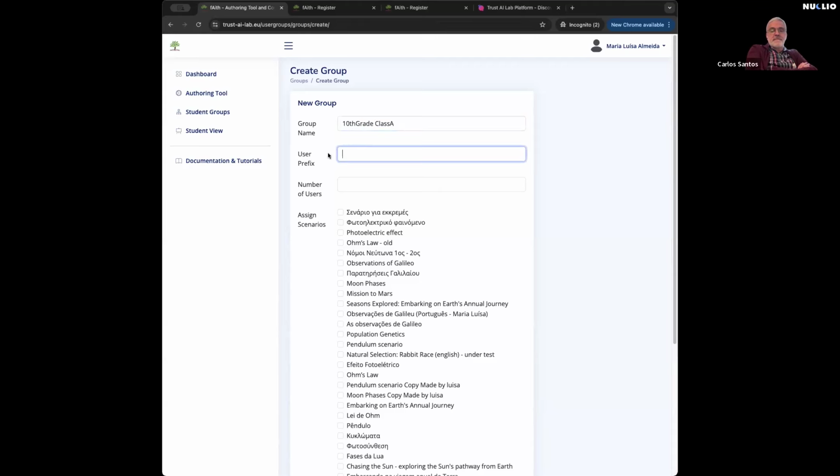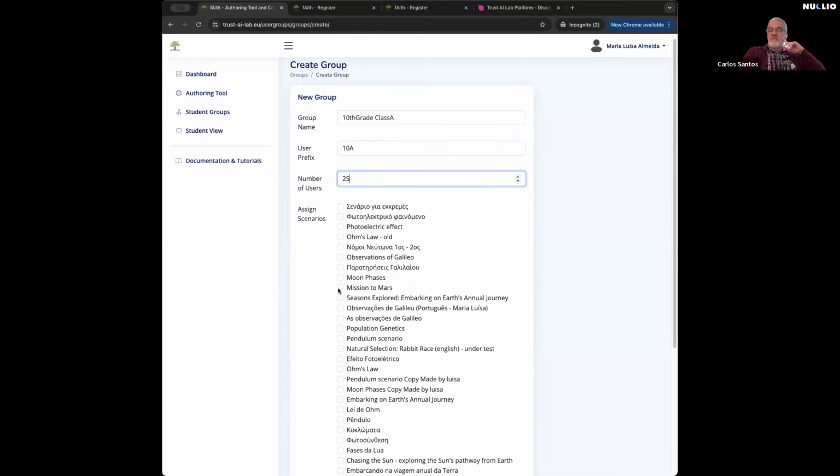The users, it creates automatically because this is anonymous for the system. It will use the same prefix for all the users. So for instance, you can say 10A, and all the usernames will start with 10A and then a number that it creates by itself. If you have, say, 25 students, it will create 25 accounts for students that all start with 10A something. And you choose the scenario that you want to use with them. You can choose more than one or just one. For instance, we have a mission to Mars from today.